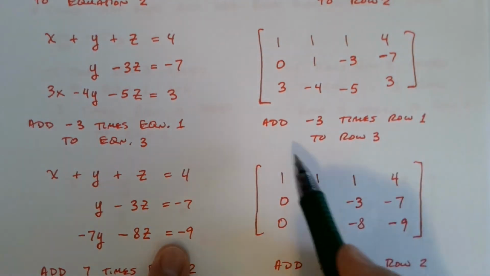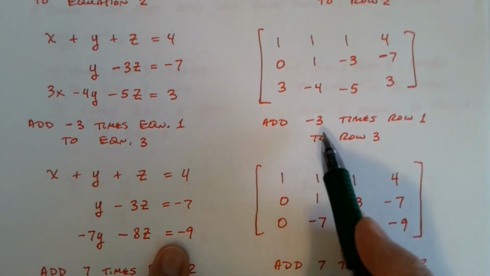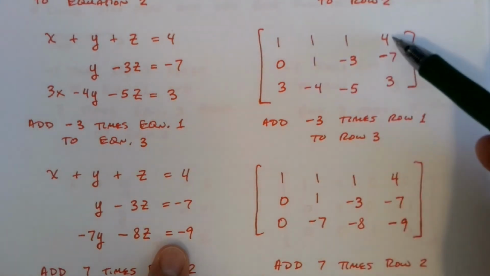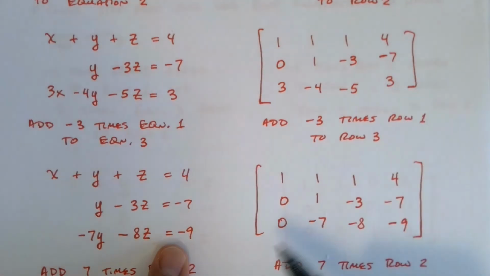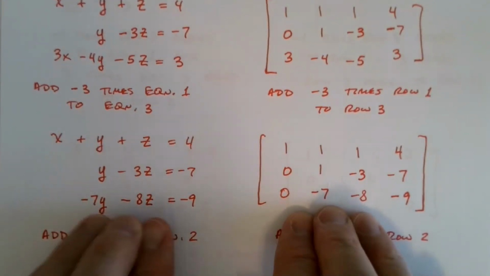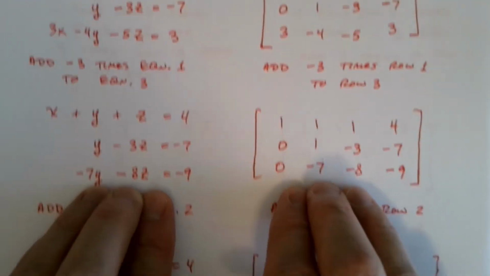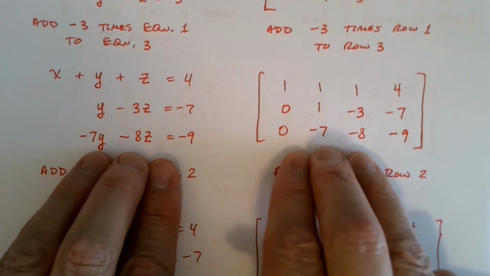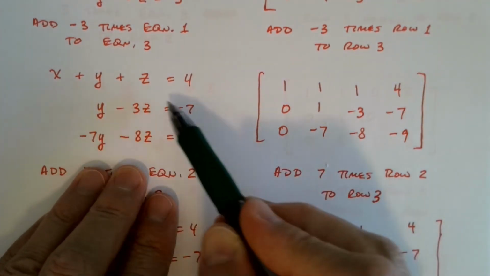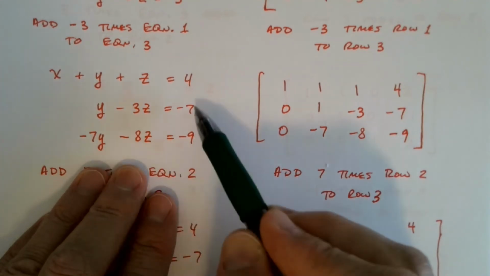And the corresponding row operation is what? Negative 3 times row 1 added to row 3. So if I do negative 3 times this row, add it to this row, that gives me this new row down here. Okay. So you see how this is tracking? And again, this is the augmented matrix now. Okay. And now, if I look in these two equations, I have now 2 equations, 2 unknowns. All right. Now I can solve it like I did before.